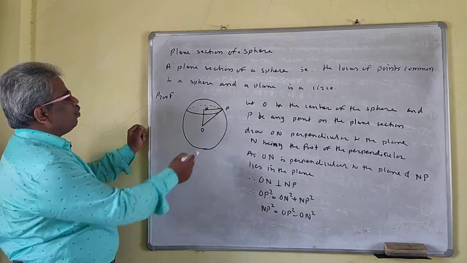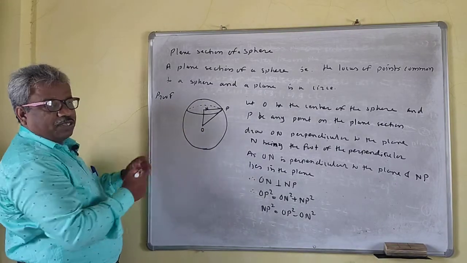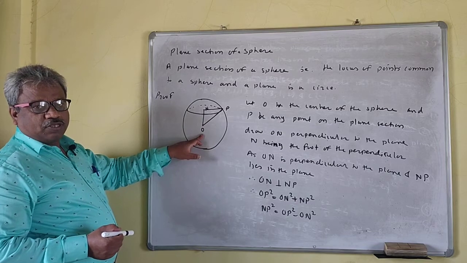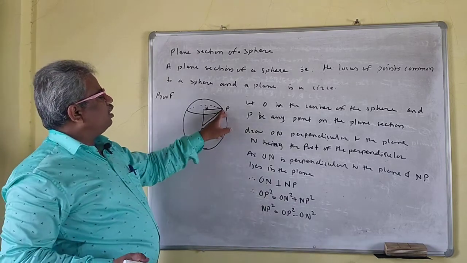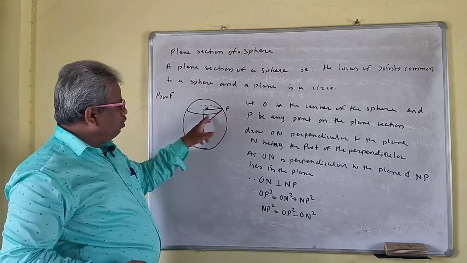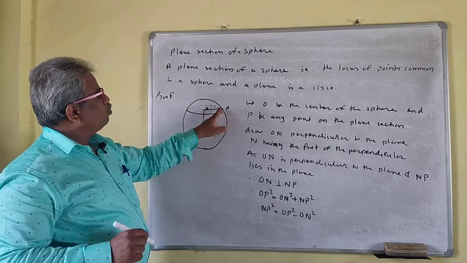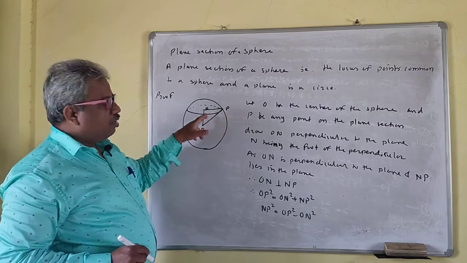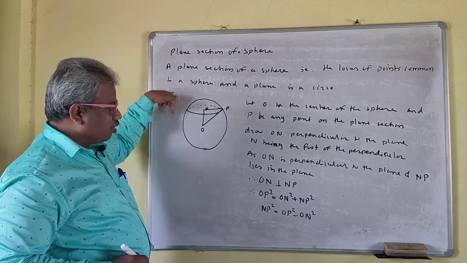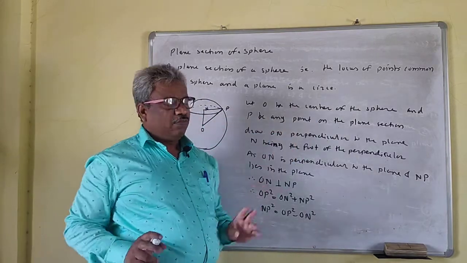Okay, so now suppose this is the sphere. The center of the sphere is O. We have to find the locus of P now. What we have to prove is that the locus of P is nothing but a circle. So P is the common point on the plane and the sphere. Let P be any point on the plane section.